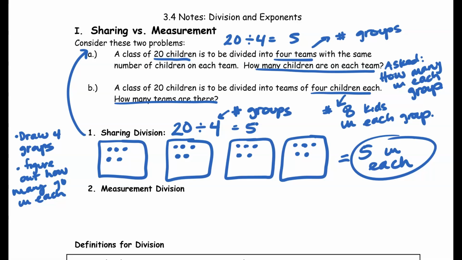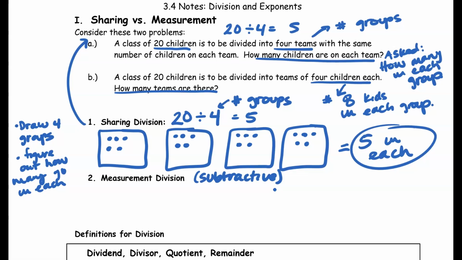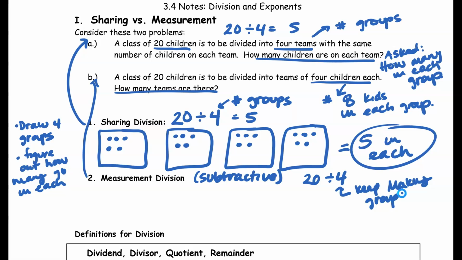Okay. The other way to look at it, measurement division, I also consider this like a subtractive method. So when you see measurement division, think subtraction. This relates to part B up here. So if you have 20 kids, so again, we're doing 20 divided by 4, same problem. If you're dividing by 4, now what you're going to do is you're going to keep subtracting 4. So keep making groups of 4 until you can't go anymore, and then you're going to figure out how many groups you can make.